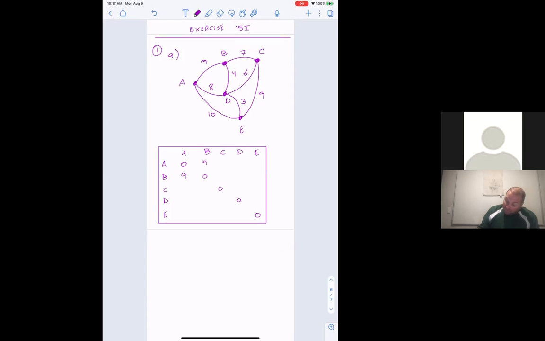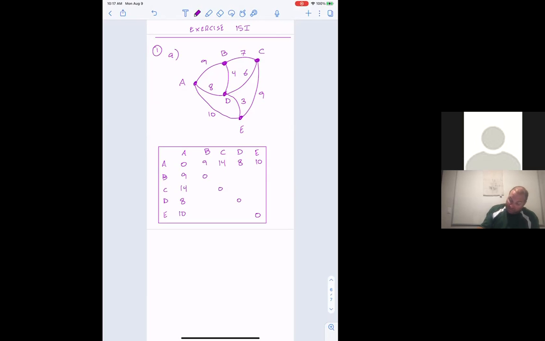It looks like if I go along the top route, it's 9 and 7 is 16. If I go along the bottom route, I get 19. But if I go right through the middle, I get 14. So it looks like A to C is 14. A to D is directly 8. And A to E is 10. Okay, A to E is 10.